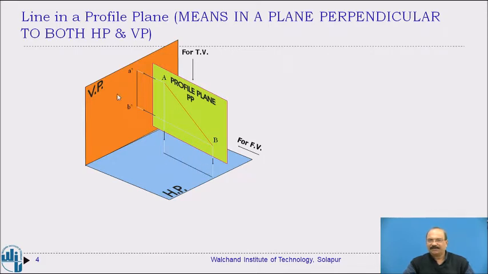If you tilt this plate in the downward direction, we get it as a single page in the next diagram. Here the top view is represented as AB, and the front view you write as A dash B dash. The line is situated in the profile plane.